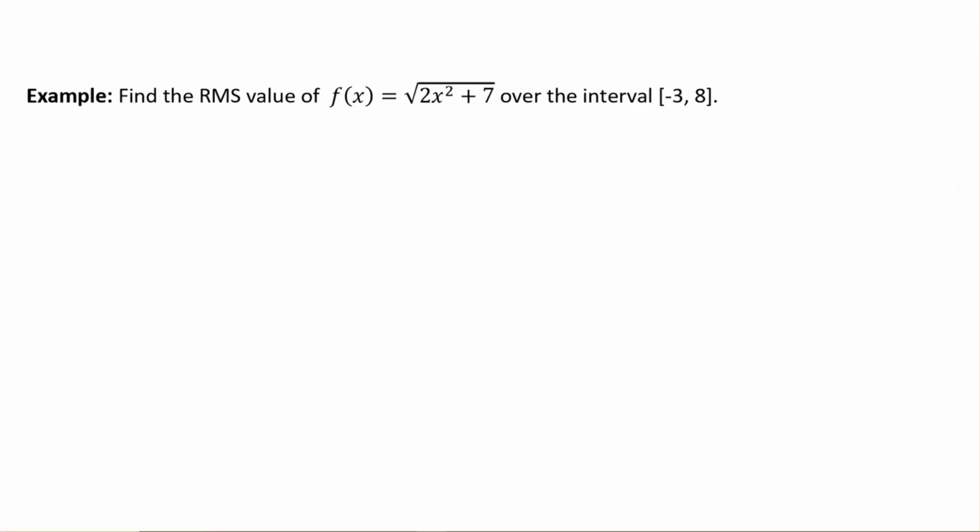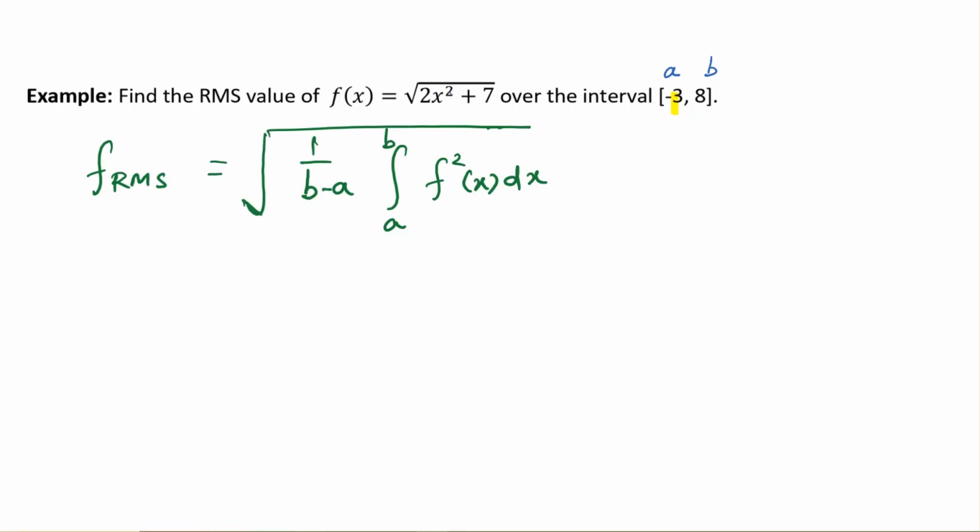Alright, so here we are given an example. Find the RMS value of this function over the interval -3 to 8. In this case we see that the lower limit a is -3 and the upper limit b is 8, and our function is given. So we're going to find the root mean square value of this function. Since we know that the root mean square value is given by this formula, let's just plug in the values.